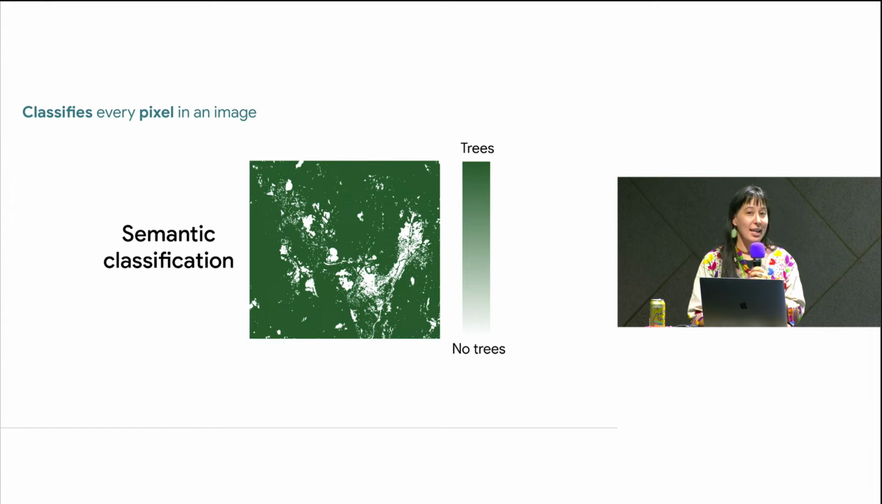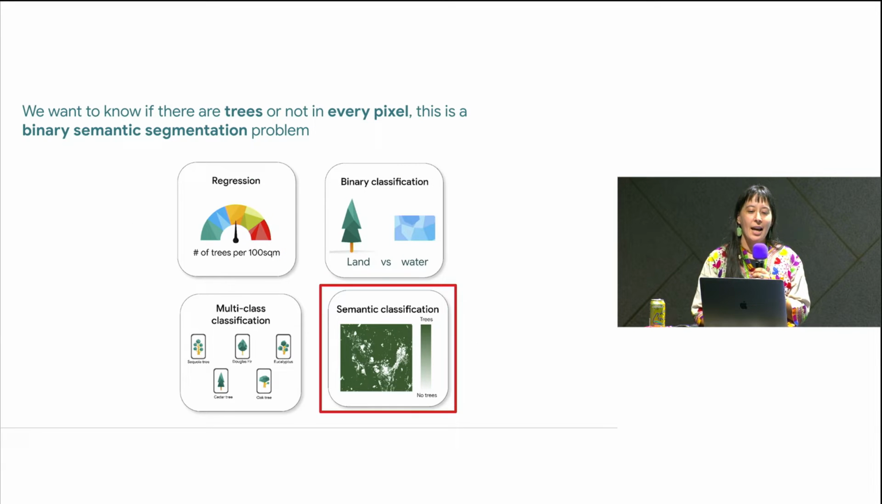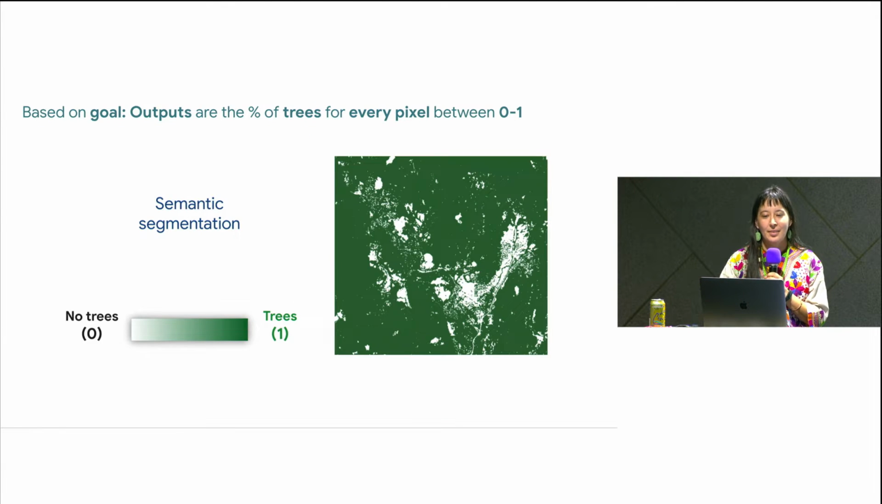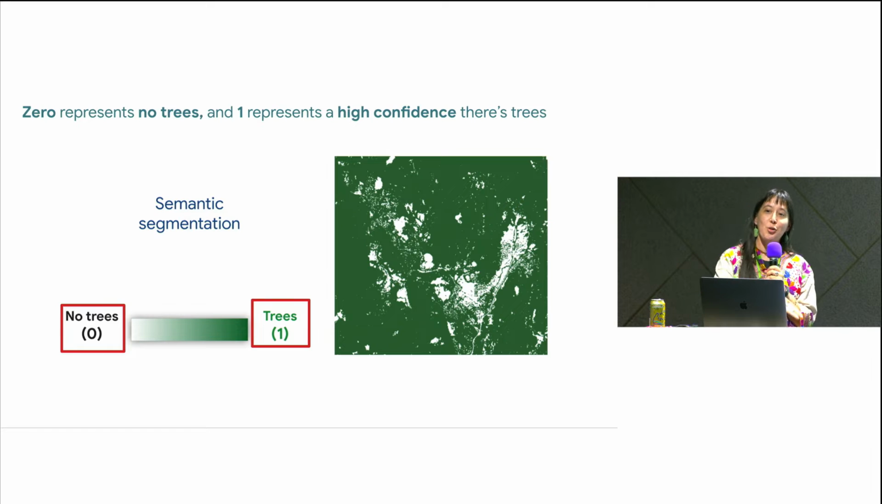Semantic segmentation classifies every pixel in an image. And in our case, we want to know if there are trees or not in every single pixel. So we're going to do binary semantic segmentation. Based on that goal, we expect the outputs to be the percent of trees in every pixel, a number between 0 and 1. If you can imagine, 0 represents no trees, and 1 represents that I have a high confidence in trees.